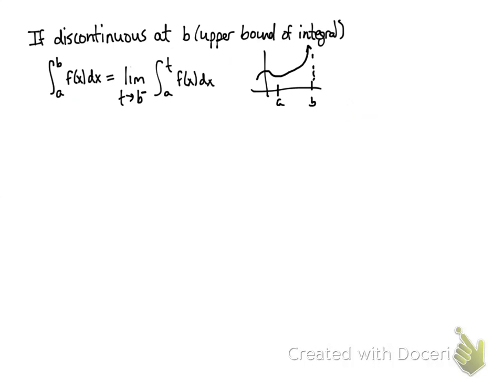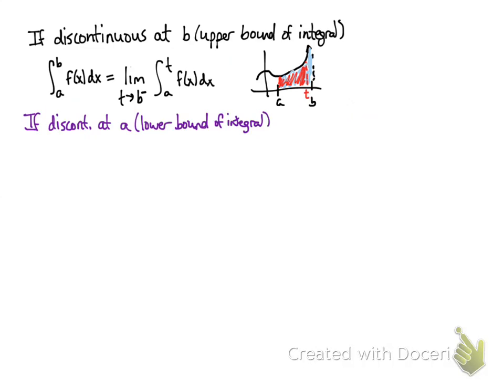So the picture looks like this. We have this function, and it maybe goes up to infinity at x equals b. All that area is what we want. Instead of integrating from a to b, we just integrate from a up to almost b, so some t, and then let that t value move to the right and approach b. So it's the limit as t approaches b from the left of the integral from a to t.